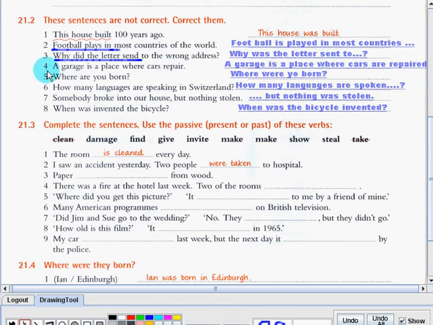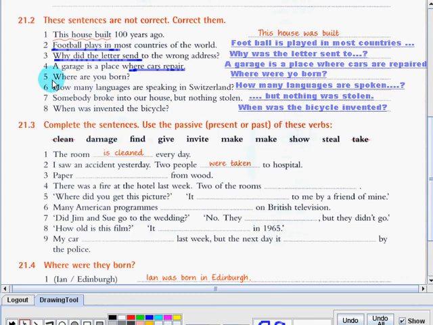Alright, let's have number 4. "A garage is a place where cars repair." Alright, which one there is the wrong part of the answer? Okay, the wrong part of the sentence. Alright. This one. And let's see the right answer. A garage is a place where cars are repaired. Where cars are repaired. Alright.